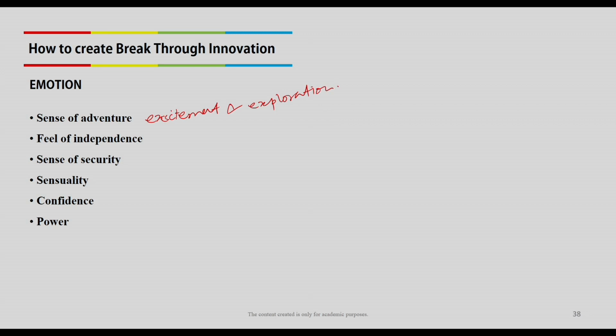If the product provides a sense of freedom from constraints, then it is a feeling of independence. If the product provides a feeling of safety and stability, then it is a sense of security. If the product provides a luxurious experience, then it is sensuality.